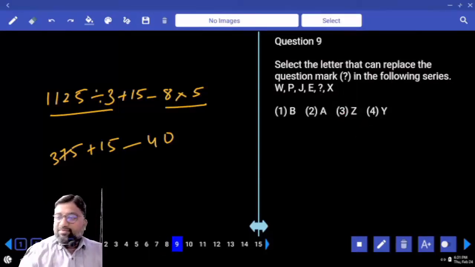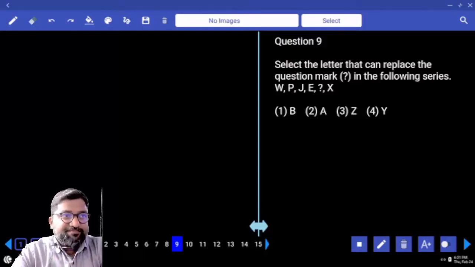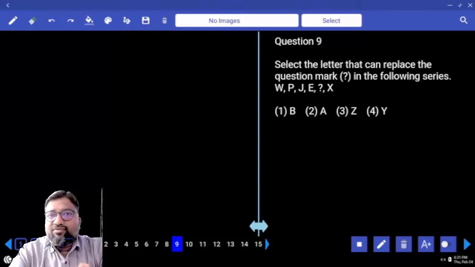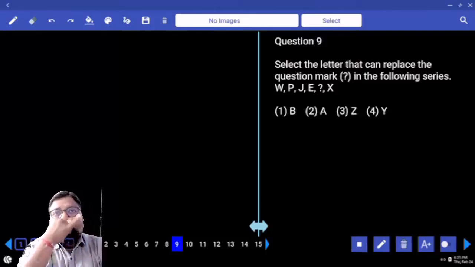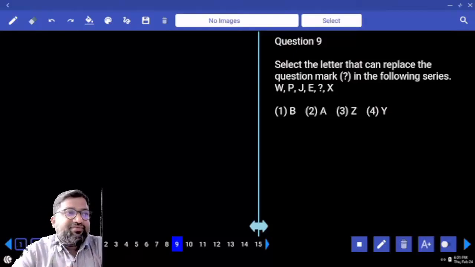Let's go for question number 9. It's just a waste of time to write down the place values. Okay, now we have only 50 minutes and we are supposed to solve 25 questions in reasoning. And reasoning is the scoring part as far as your SSC exam is concerned. Is this clear? Tell me what's the place value of 23?